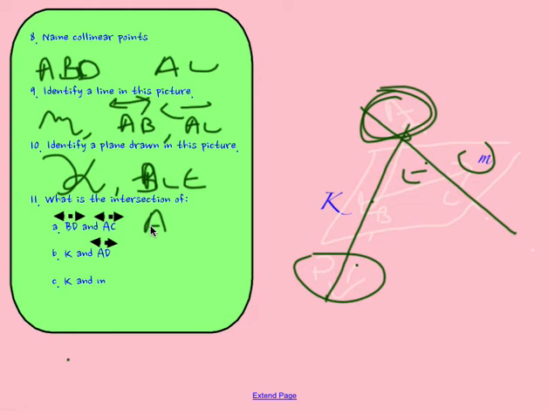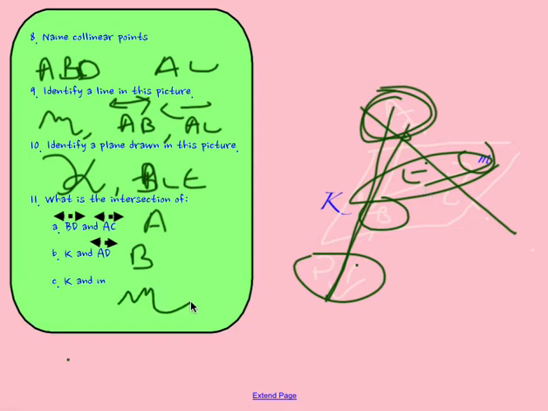Then what is the intersection of K? Now, K is the plane and the line AD. So that line AD, the reason why it's dotted on the bottom is to show that it's going through the plane. So it's actually connecting with the plane at point B. And last but not least, what is the intersection of K and this line M? Well, if you notice that the line M is actually sitting on the plane, which means the entire line intersects with the plane. So we're just going to write M.